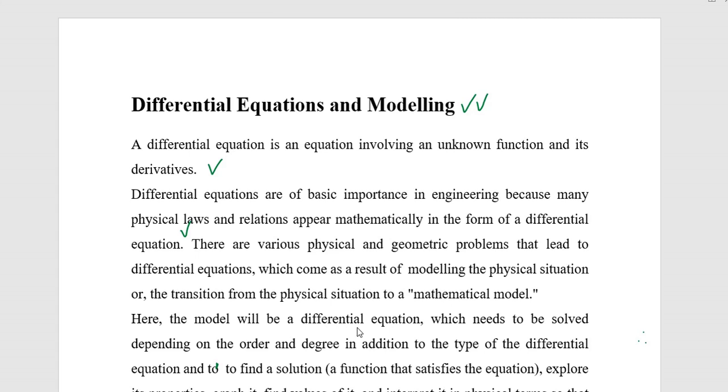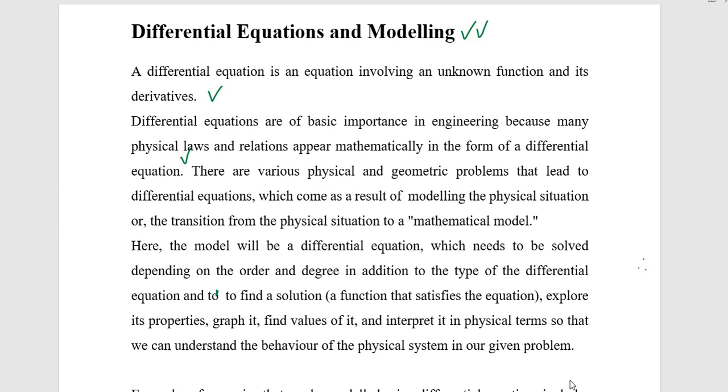Here the model will be a differential equation which, when solved, depending on the order and the degree, and also depending on the prevailing parameters, will give a solution that satisfies the equation. And therefore, when you explore its properties, graph it, find the values of it and interpret it in physical terms, we are able to understand the behavior of the physical system in any given problem.